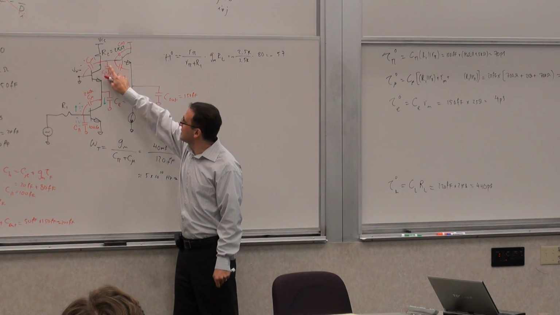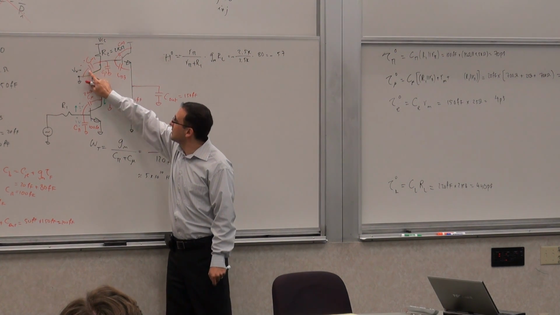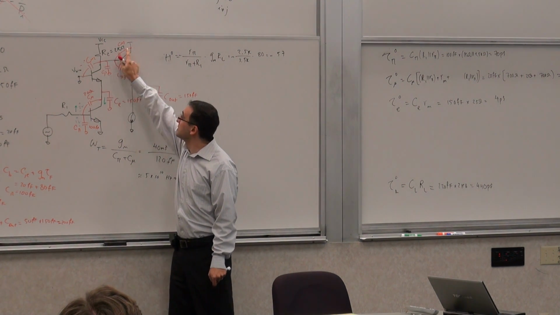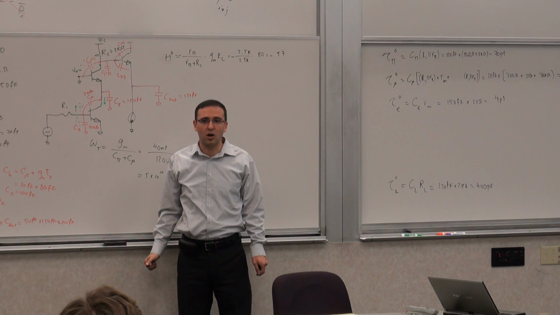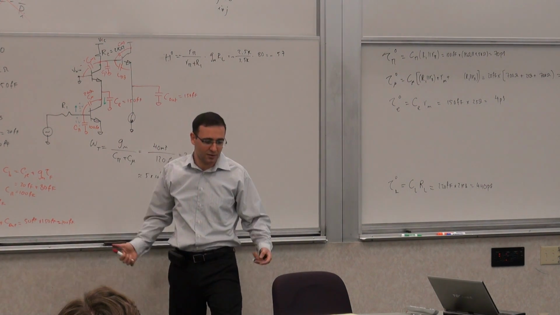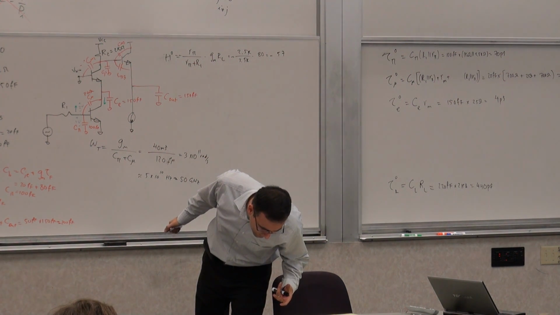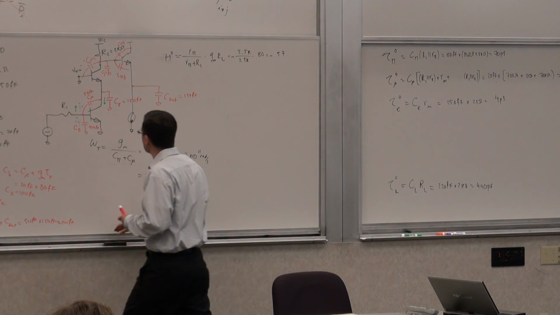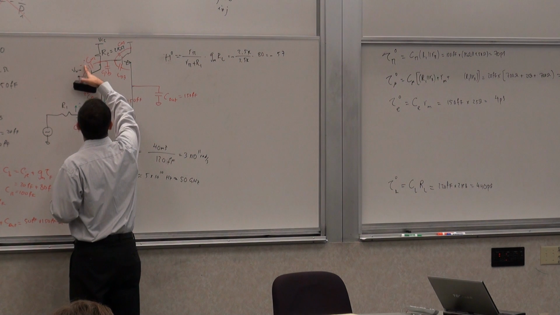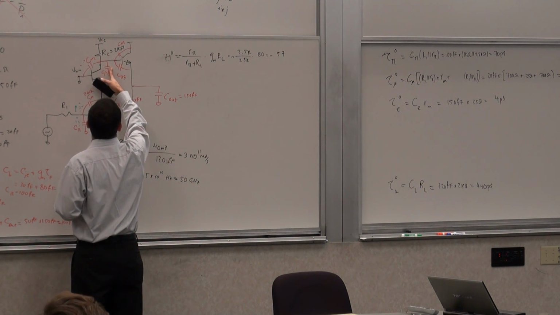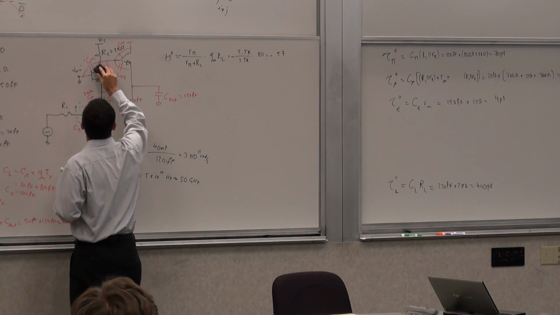This capacitor is between this node and ground. This capacitor is between this node and ground. This capacitor is between this node and ground. So all three of them are in parallel. What did we call that? CC, okay, for the collector. So this is 20 femtofarads, this is 50 femtofarads, this is another 20 femtofarads. So this is a total of 90 femtofarads.